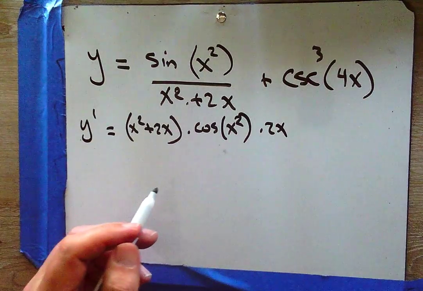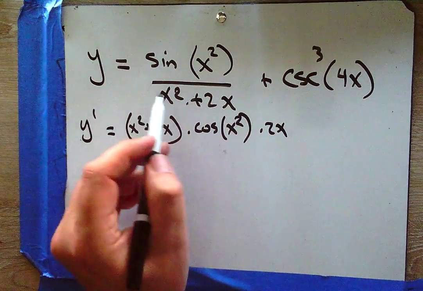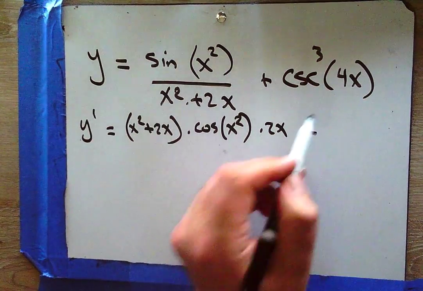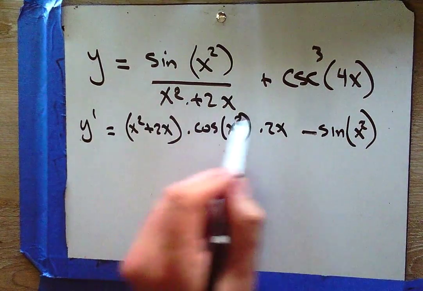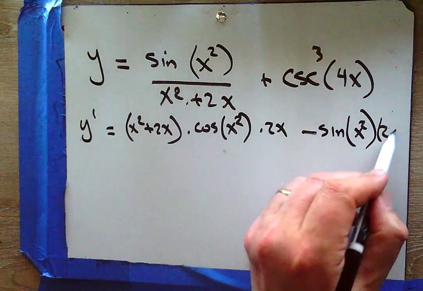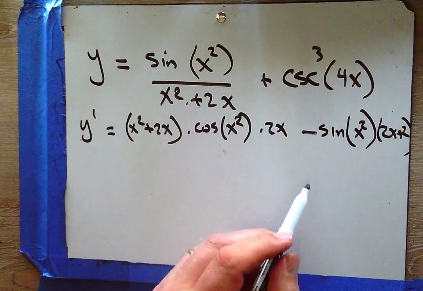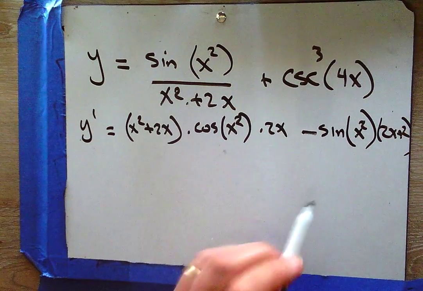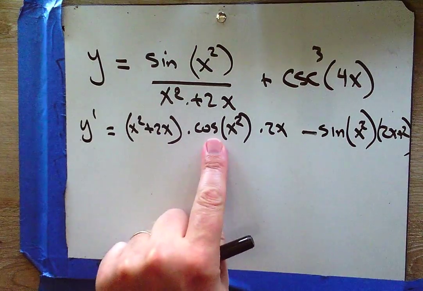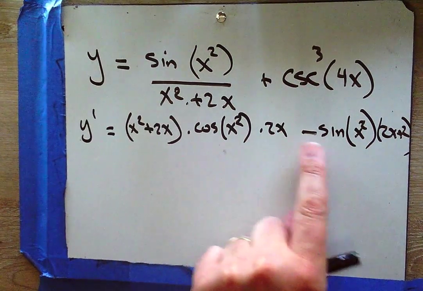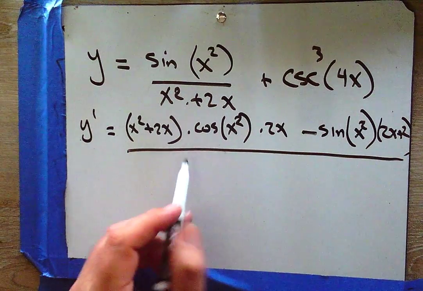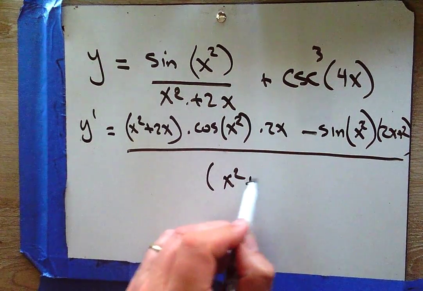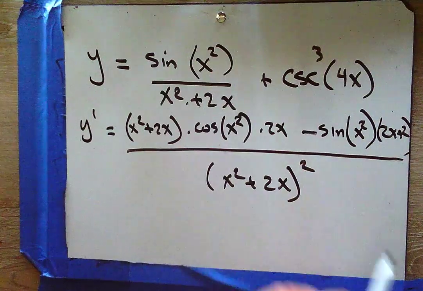Are we done? Oh, hell no. Minus high d low. The derivative of this, 2x plus 2. Is that it? Let's see. Low d high minus high d low all over low squared.